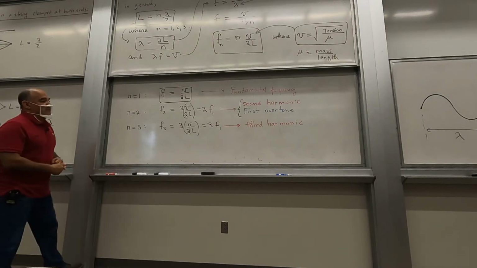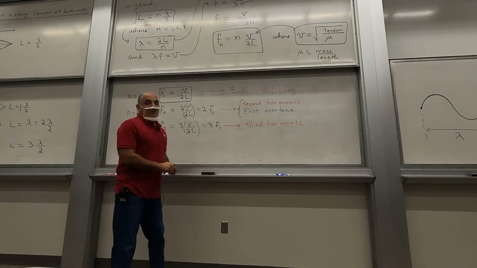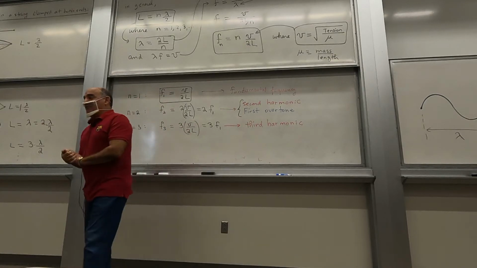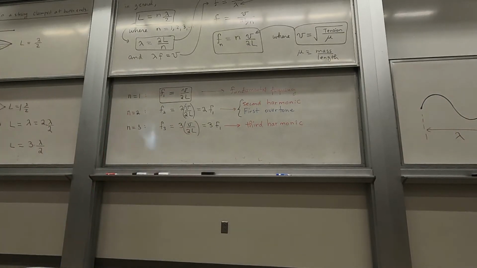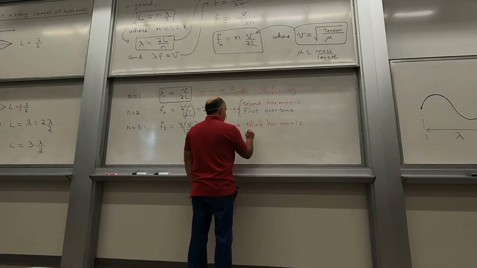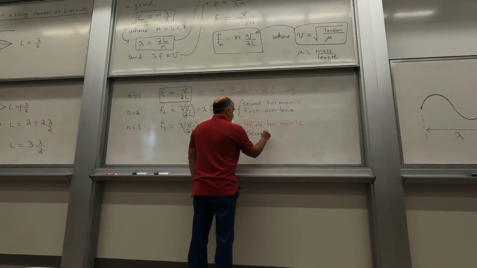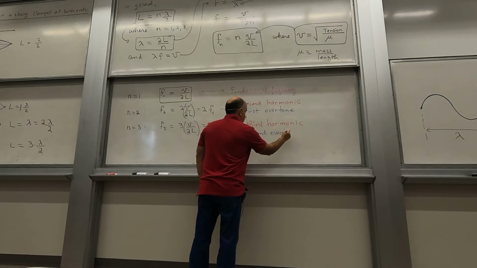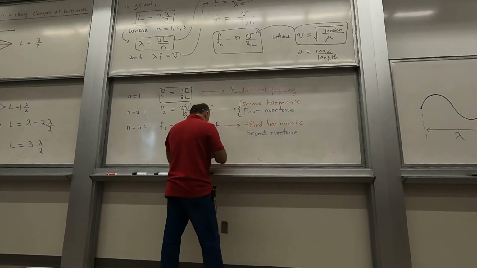as the first overtone. Now, what else can you call the third floor of a building? What you would normally probably call the third floor of a building, you can call it the second floor above the first floor, right? So this would be the second overtone. So just be aware of that.